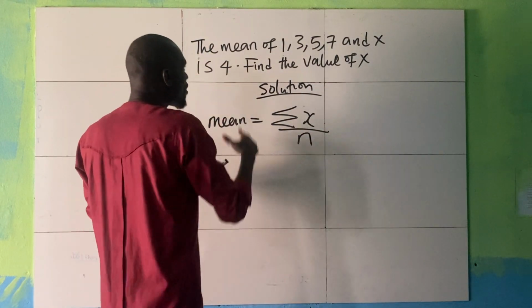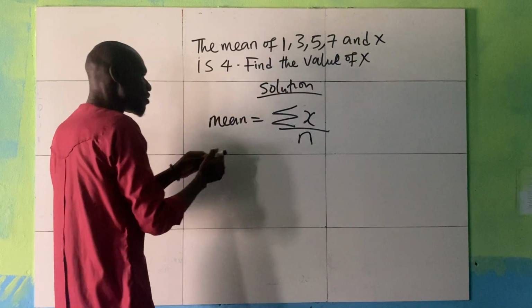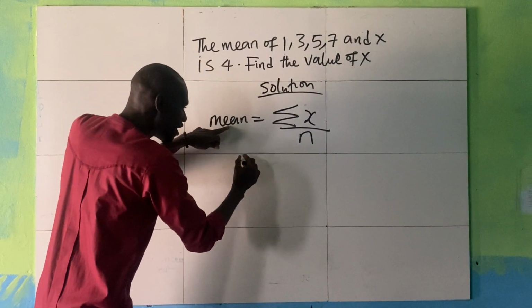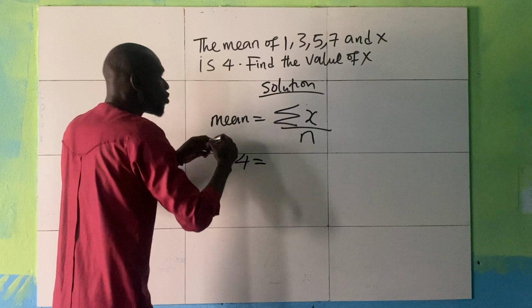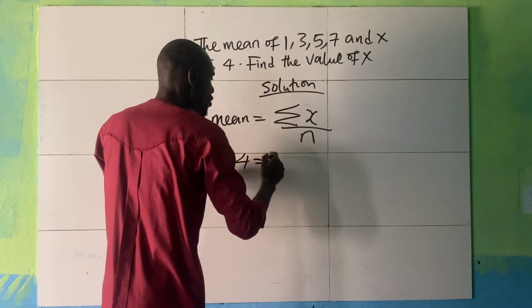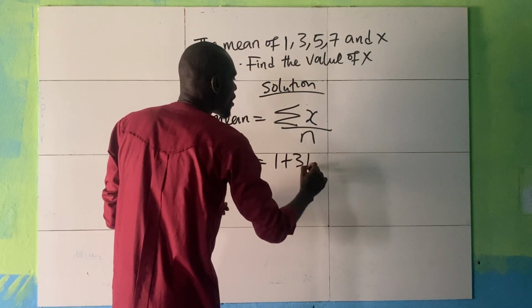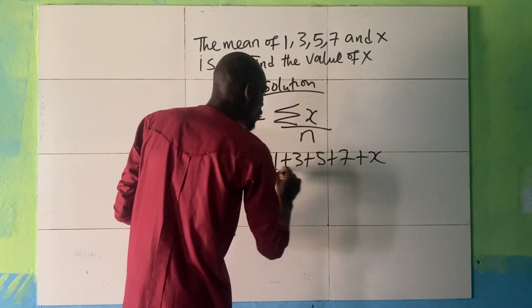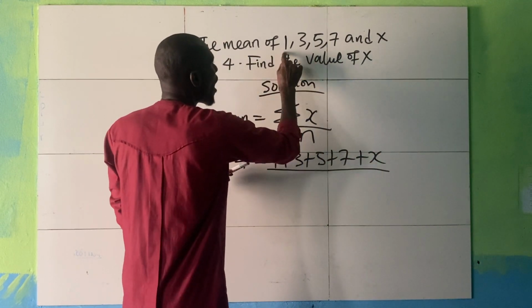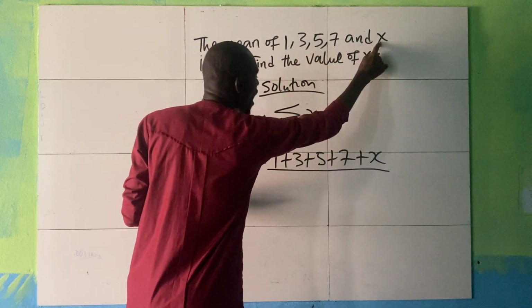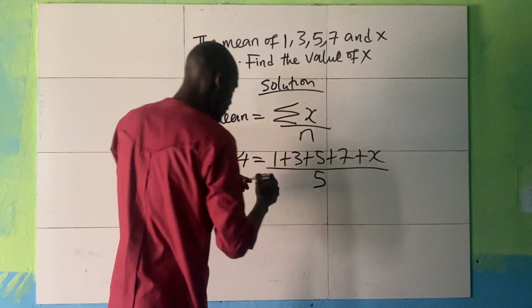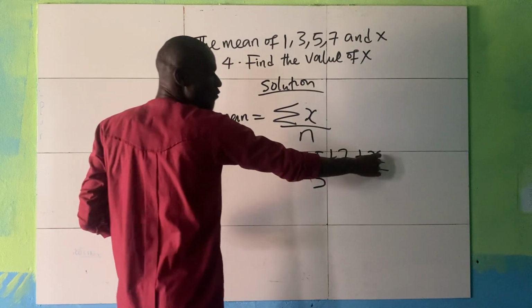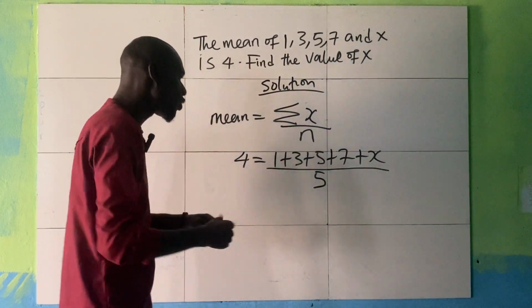So therefore, since we know our mean to be 4, in place of mean here, we will write 4 equal to the summation of all of these numbers, which is 1 plus 3 plus 5 plus 7 plus x, all over the total number, 1, 2, 3, 4, 5. So at this point, we are looking for x. So what do we do?